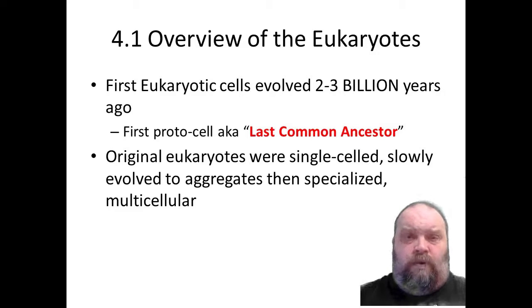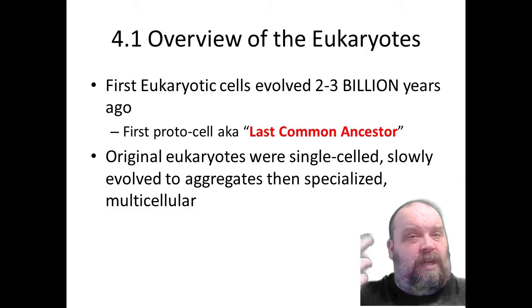So those first protocells, billions and billions of years ago, kind of divided. One camp became the prokaryotes, things without a nucleus, the bacteria, modern day bacteria, archaea. Those are what we think of those. And the other camp became what we think of as the eukaryotes, things with a nucleus.